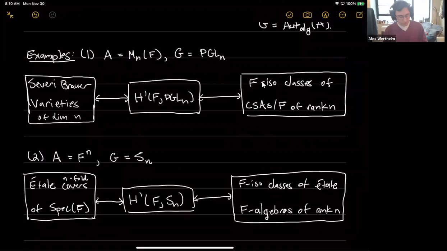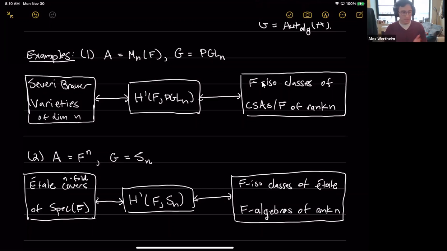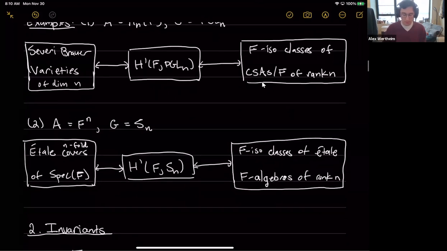Another nice example is if you take A to be F^n, then the group of automorphisms is just given by the constant group scheme associated to the symmetric group on n letters, where the action comes from the permutation of the standard idempotents. And in this case, the twisted forms of A are just those algebras such that when we pass to the separable closure, they become isomorphic to F_sep^n, which are exactly étale F-algebras of rank n. And again, on the geometric side, this looks like just étale n-fold covers of Spec F. And these are once again unified by their common cohomological interpretation.